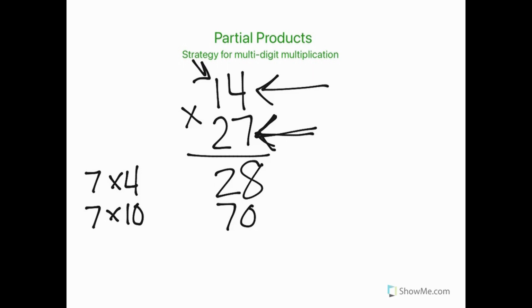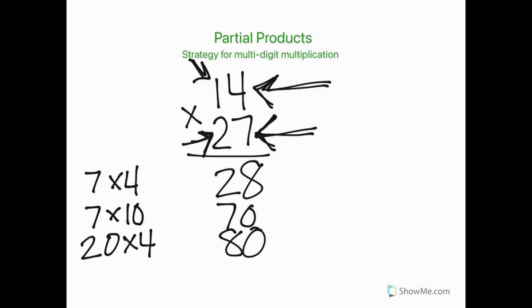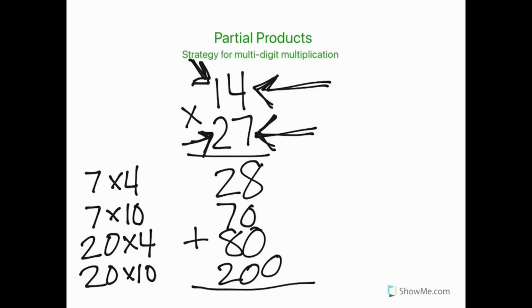Next, we're going to multiply the second factor in the tens column and the first factor in the ones column. That's going to give us 20 times 4, which gives us 80. Now, we're going to multiply this second factor and this second factor, which is going to be 20 times 10, which gives us 200. Now we're going to add up all of our products here.